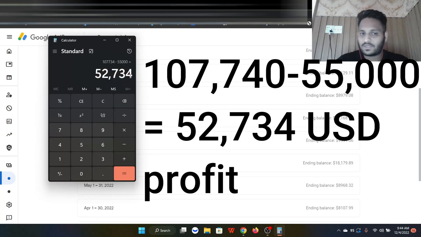So in total, he made around $107,734, minus $55,000. His total earning is $52,734. That is his total earning for the whole year.